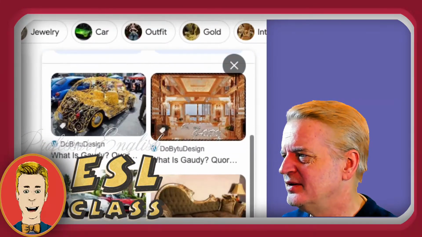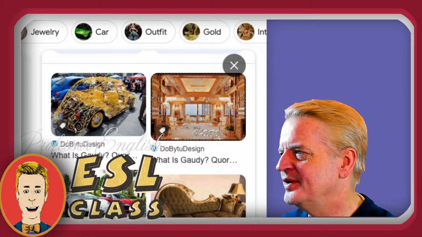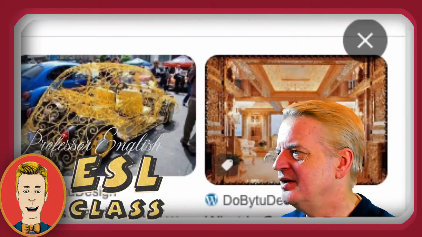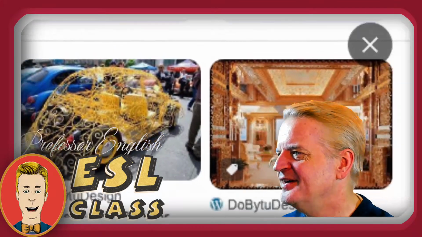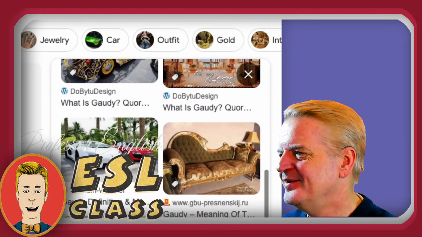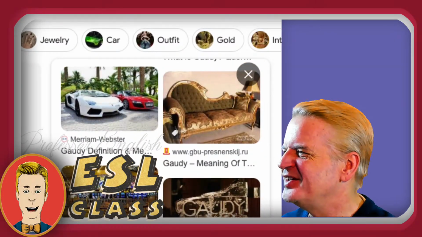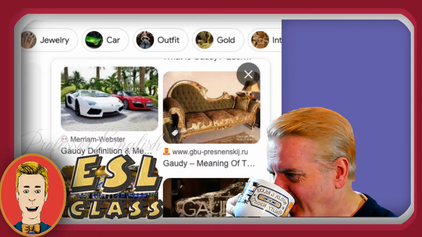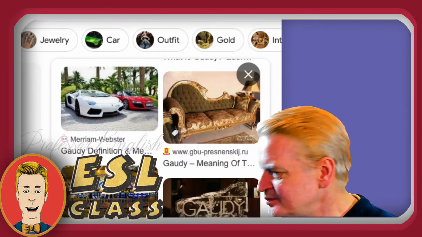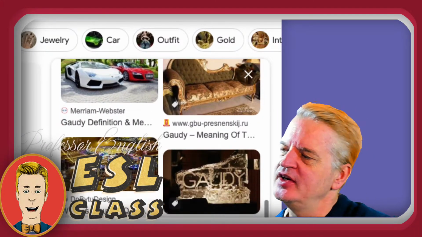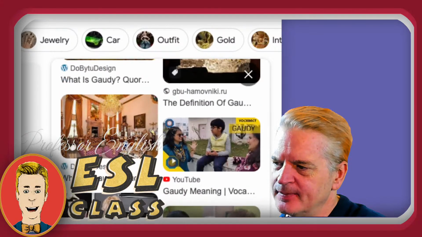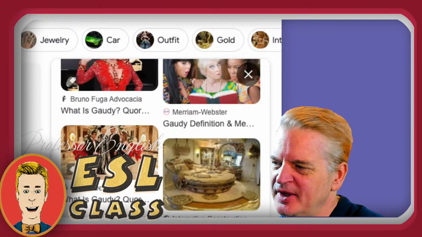I don't like it. Look at this car. What do you think about this car? That's pretty gaudy. Some people will like it. That's a gaudy sofa. It's too much. It's decorated too much. So maybe a way to think of gaudy is too much decoration. So much decoration that it becomes ugly.